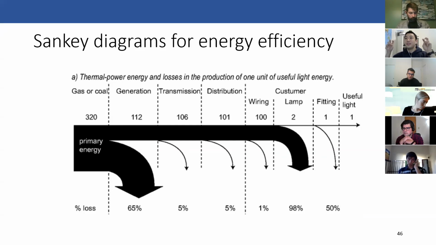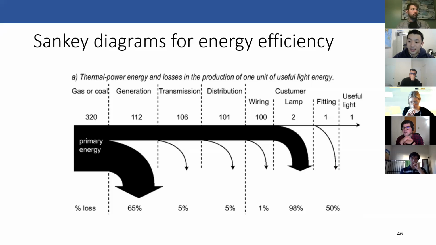So let's say you need, quote unquote, 1 unit of energy coming out of your light bulb as the final useful service metric. Well, if I go all the way back to the power plant, I'm going to need 320 units of that energy. What happens is that primary energy, whether it's natural gas or coal, is going to get burned. And that's usually where the largest set of losses is occurring.